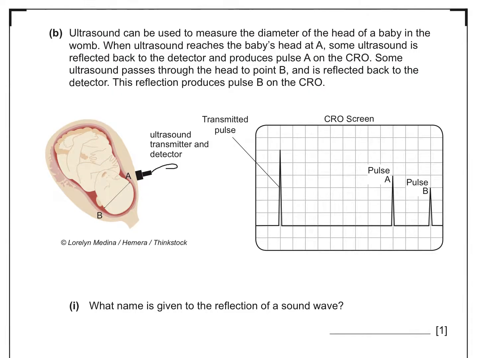Part B. Ultrasound can be used to measure the diameter of the head of a baby in the womb. When ultrasound reaches the baby's head at A, some ultrasound is reflected back to the detector and produces pulse A on the CRO. Some ultrasound passes through the head to point B and is reflected back to the detector. This reflection produces pulse B on the CRO.